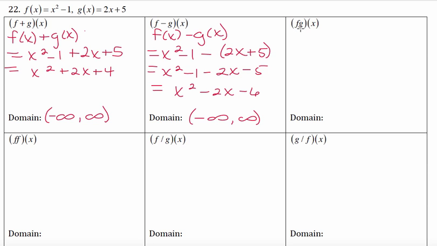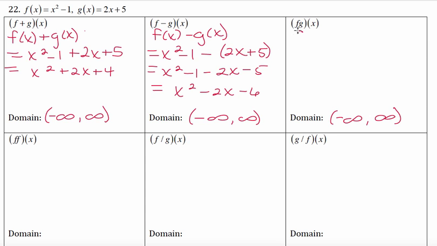Now we have f times g of x, and if I felt like it, I actually could write in the domain right away because it's the same as f plus g and minus g. It's the intersection of the domains of f and g, which is negative infinity to infinity. Once you find f plus g, you already have minus g and times g right away.